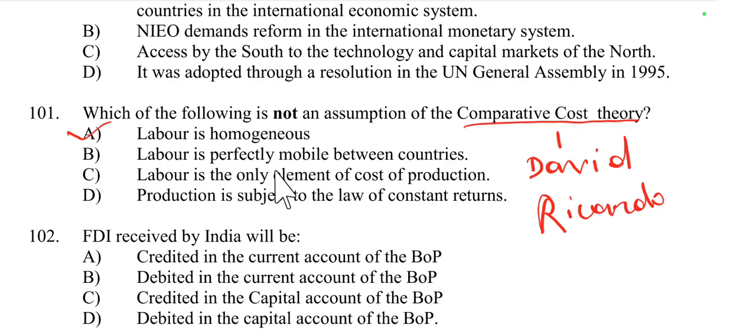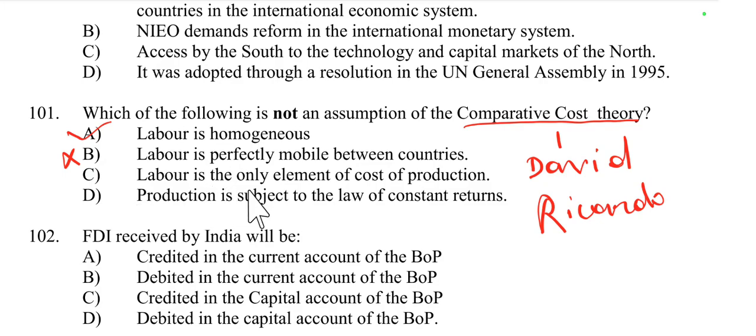Then labor is perfectly mobile between countries. No, this is incorrect. Labor is not necessarily perfectly mobile between countries. The theory doesn't require that labor can move freely between countries. In reality, labor mobility is often restricted by various factors such as immigration policies, language barriers. So this is not correct here. So comparative cost theory focuses on relative cost and advantage rather than on the actual mobility of labor between countries. So option B is incorrect.